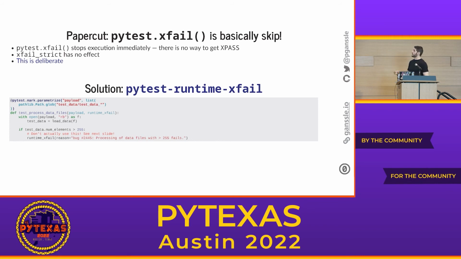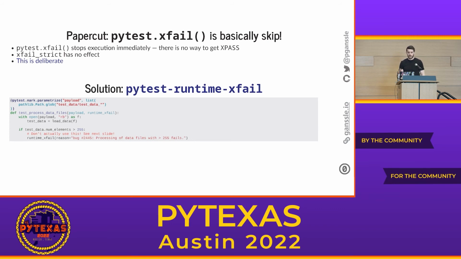There is a solution to this. Brian Okken wrote this plugin called pytest-runtime-xfail, and what this does is it's just xfail but with the semantics you would hope for. It will continue to run the test. So if you have a use for something like this, I recommend this plugin.